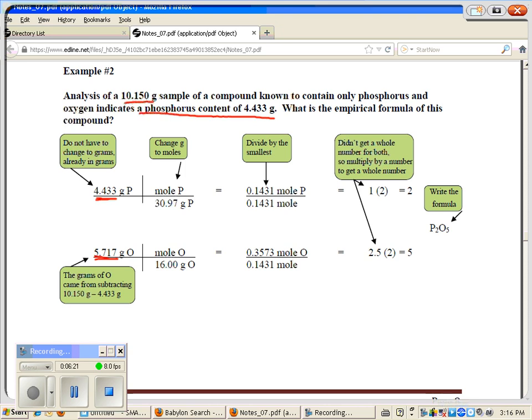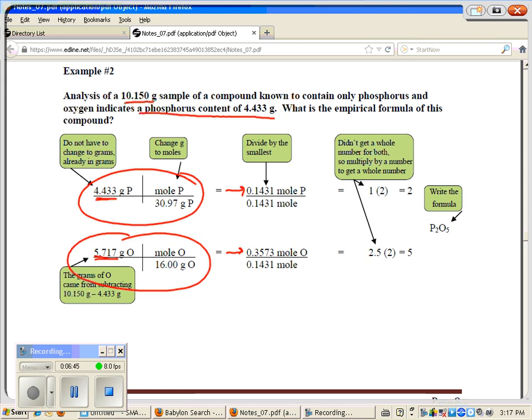I'm going to follow the same pattern I did previously. The first thing I'm going to do is change grams to moles. So I did that here. I got this answer of 0.1431, and here I got 0.3573. Next step is always to divide by the smallest.